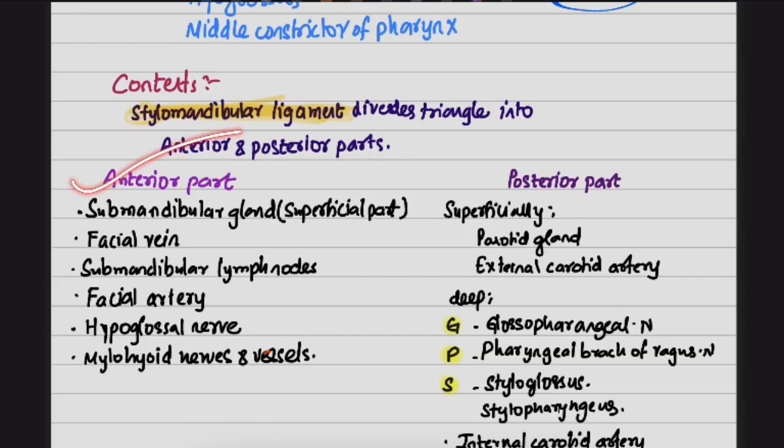Now what are the contents in the anterior part? We have submandibular gland, so we call it the submandibular triangle. Okay, so we have submandibular gland, we have facial vein. If facial vein is there, obviously artery also will be there. Next, submandibular lymph nodes, hypoglossal nerve and mylohyoid nerves and vessels.